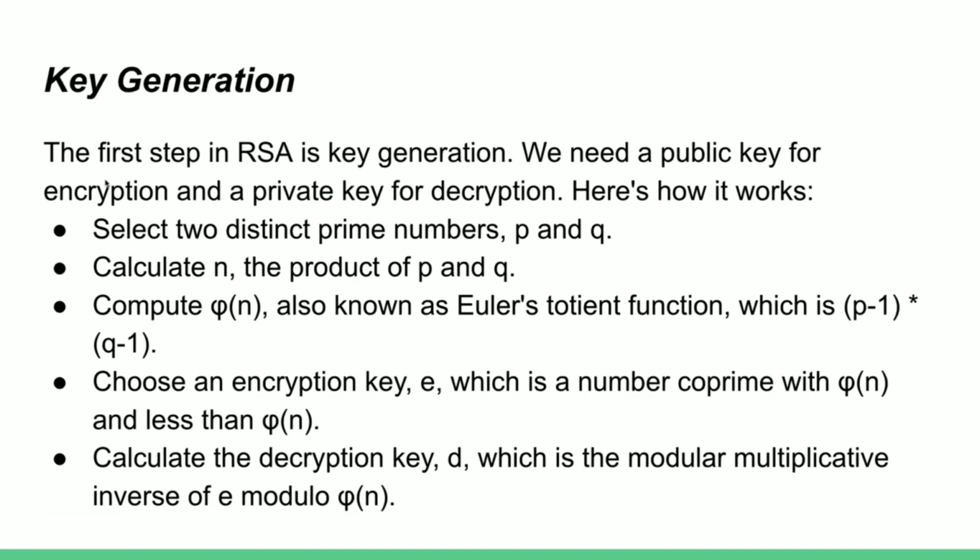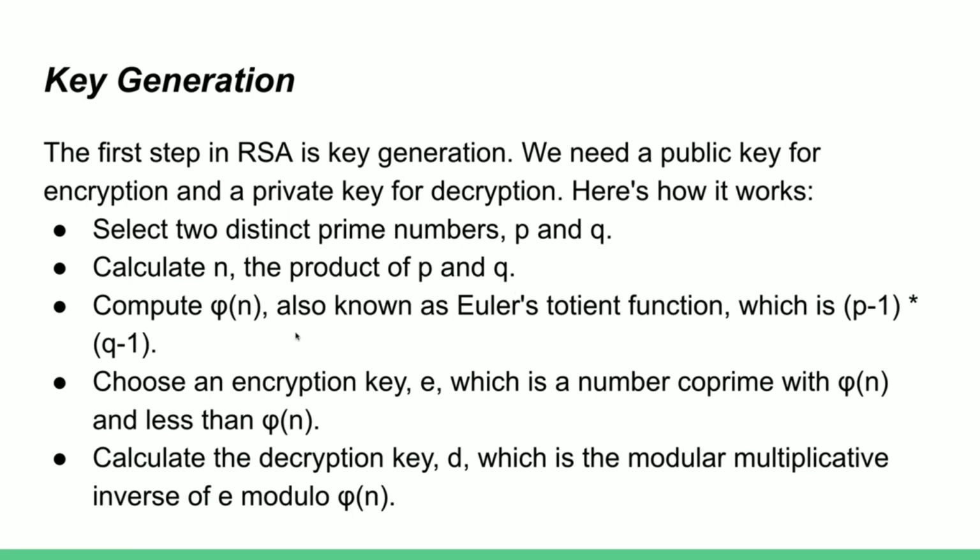Key generation. The first step in RSA is key generation. We need a public key for encryption and a private key for decryption. Here's how it works. Select two distinct prime numbers P and Q. Calculate n, the product of P and Q.